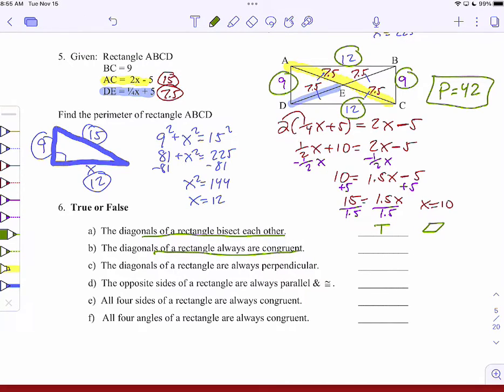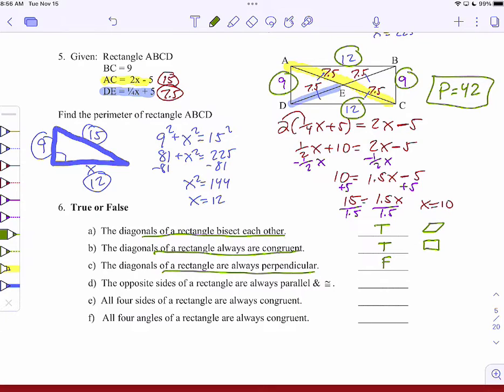True or false? True. Do you think that's a parallelogram property or a rectangle property? That's a special rectangle property, which I'll just draw a little rectangle. The diagonals of a rectangle are always perpendicular. That means they hit at a right angle. True or false? That's false. That's not true about rectangles or parallelograms. It might be true, but it's definitely not always true.